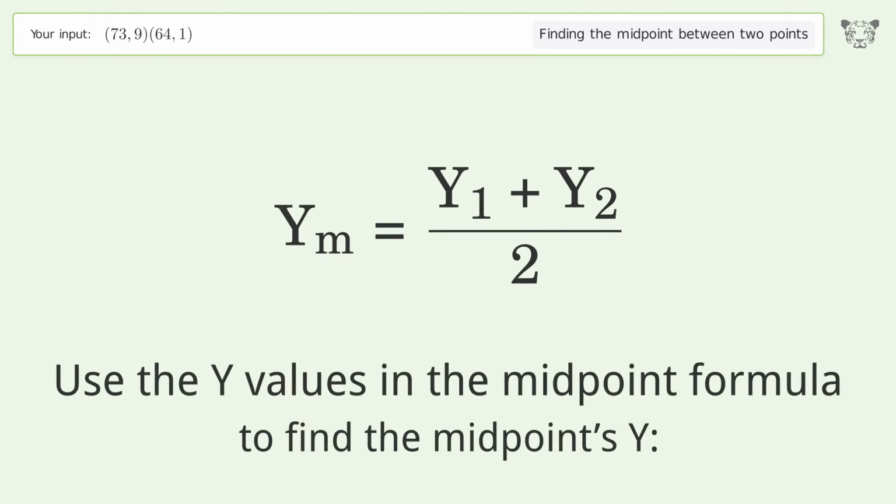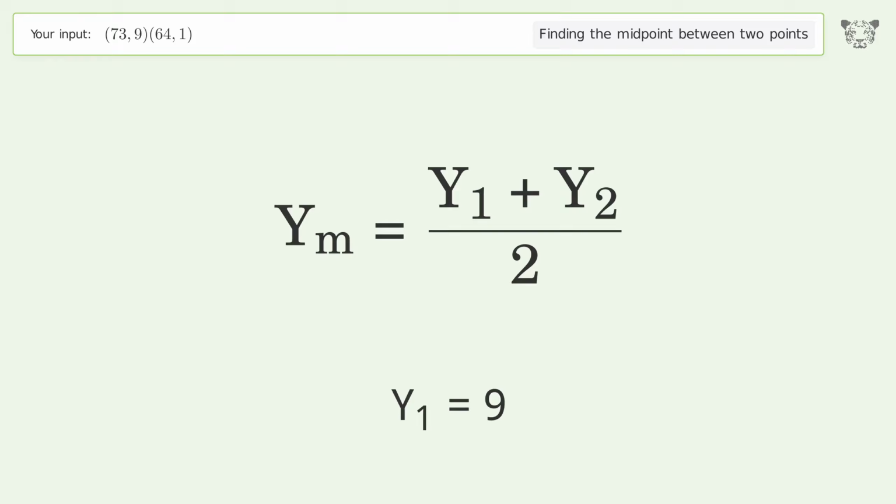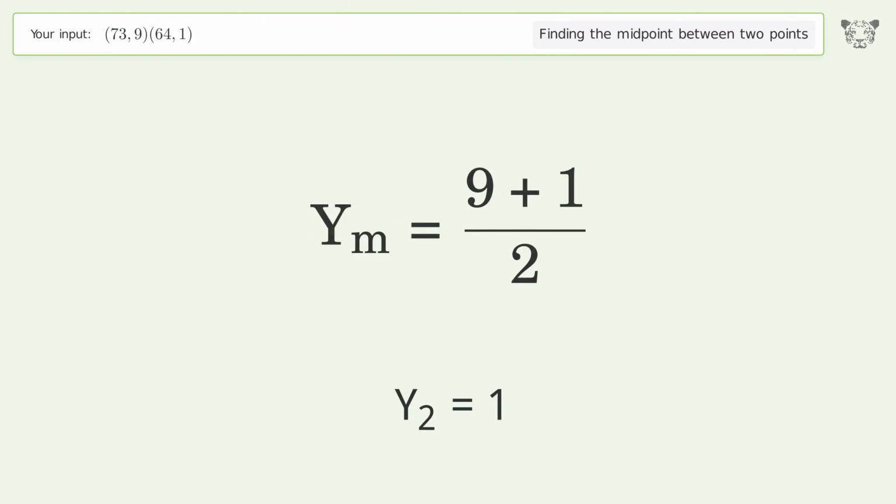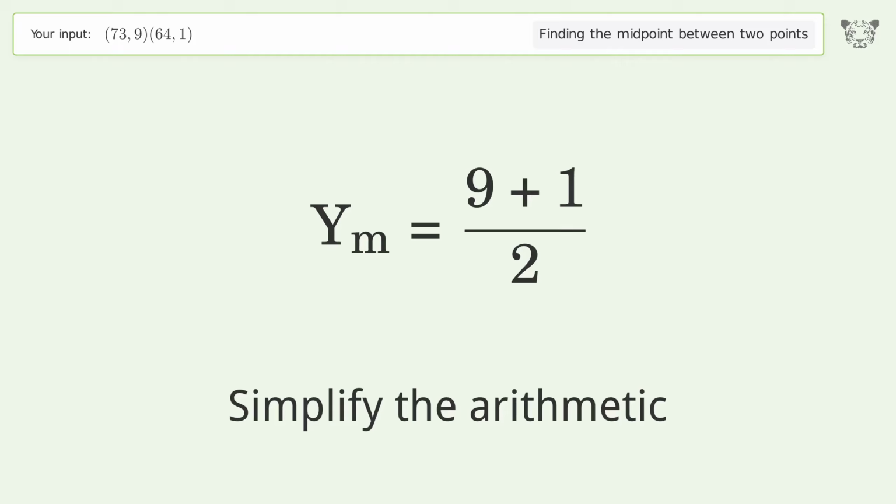Use the y values in the midpoint formula to find the midpoints y. y1 equals 9. y2 equals 1. Simplify the arithmetic.